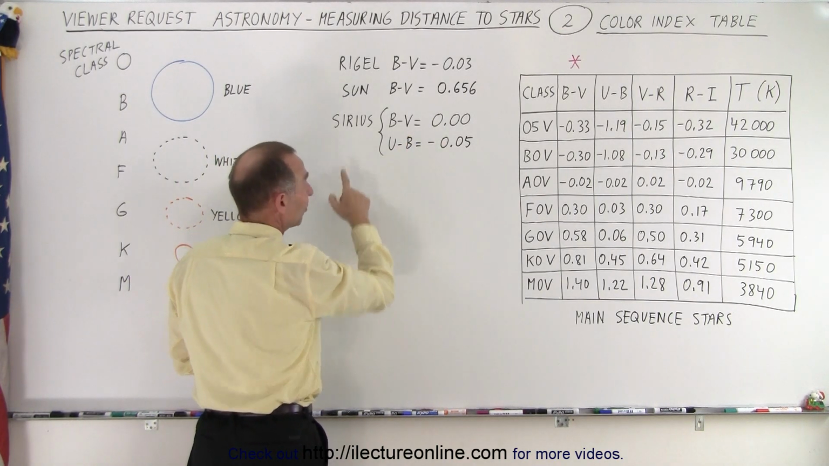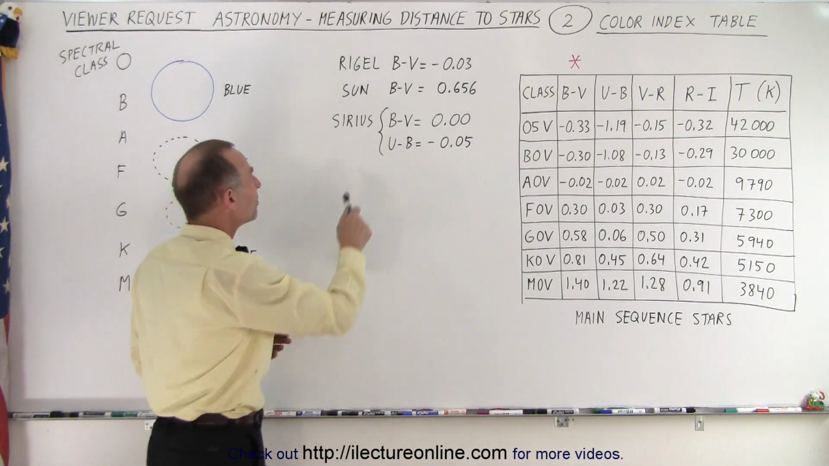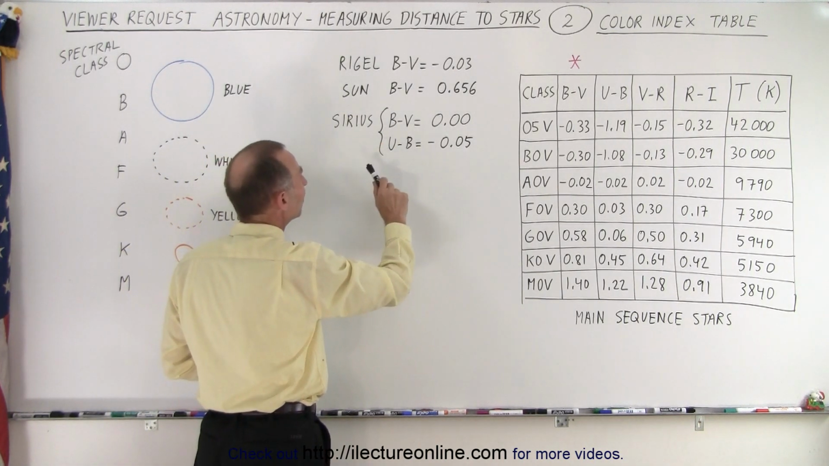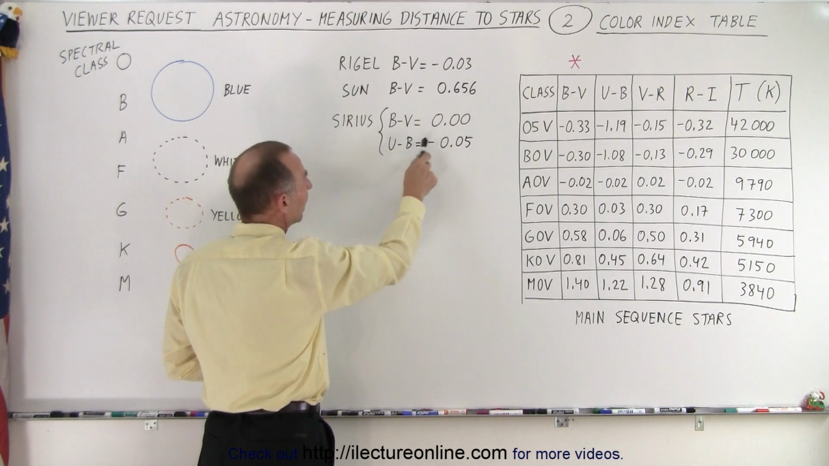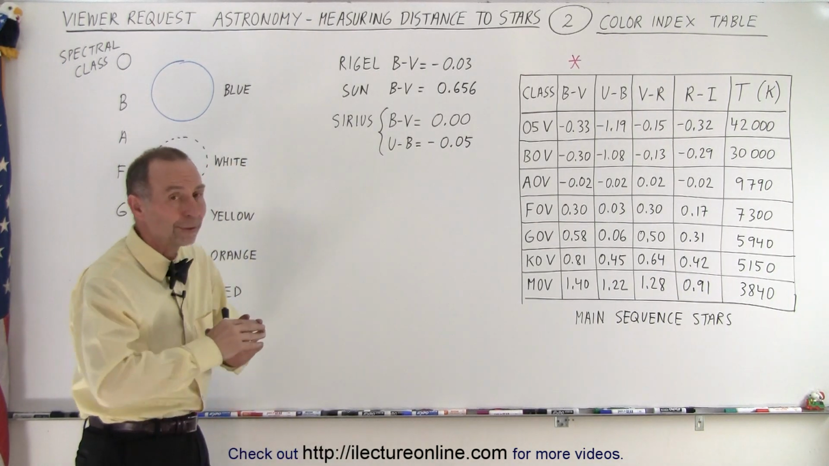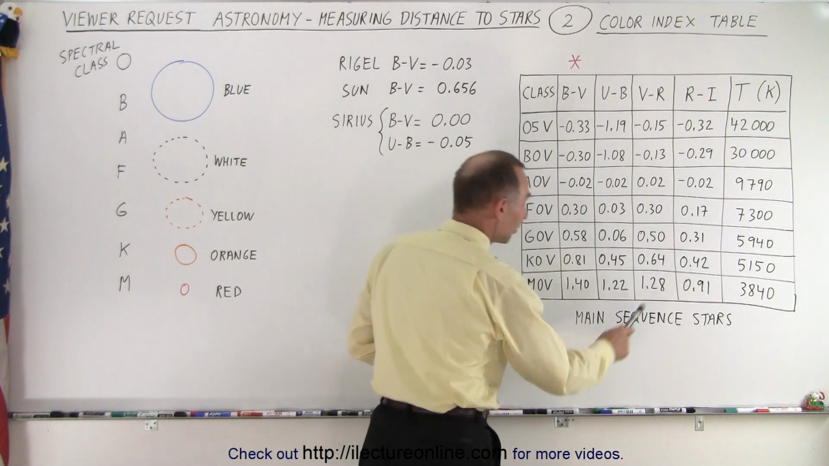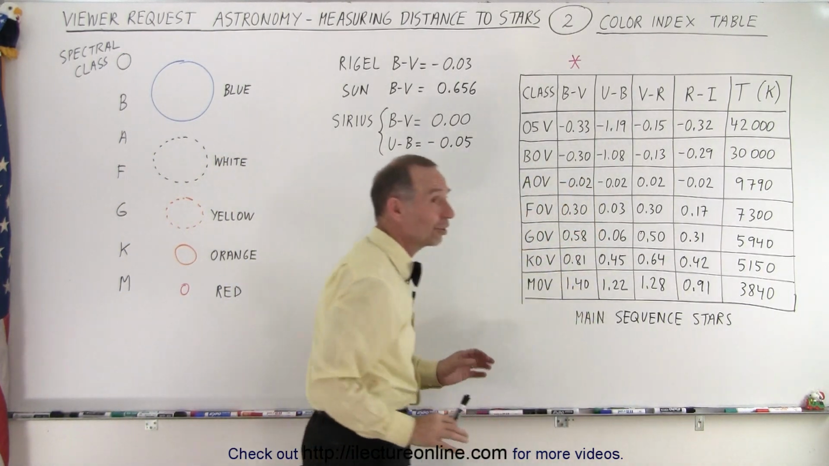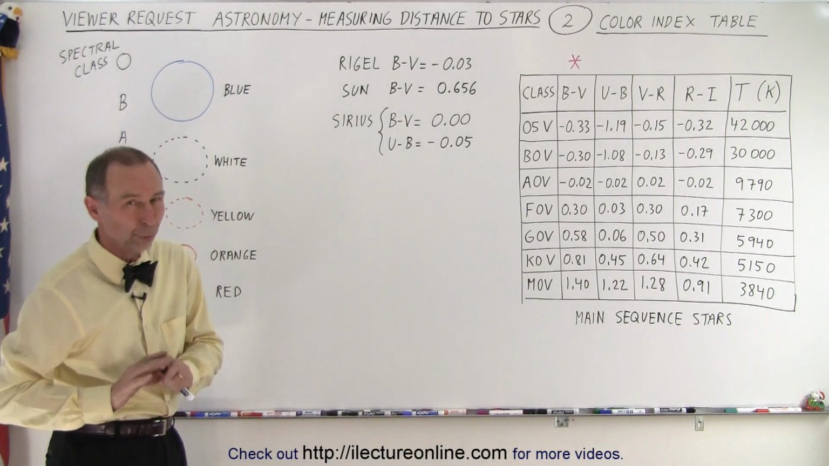And for Sirius, we had mentioned that before, but we're including it here. We have both the B-V and the U-B index. So this is blue minus visible, ultraviolet minus blue, and it's 0.00 and minus 0.05. So then we need what we call a color index table. Now the color index table is correct for main sequence stars, and it turns out that Regal is no longer a main sequence star, and we'll see in just a moment why.